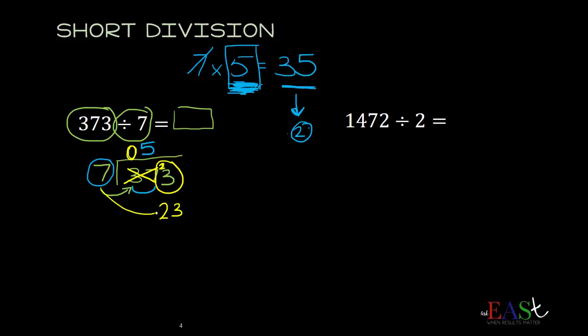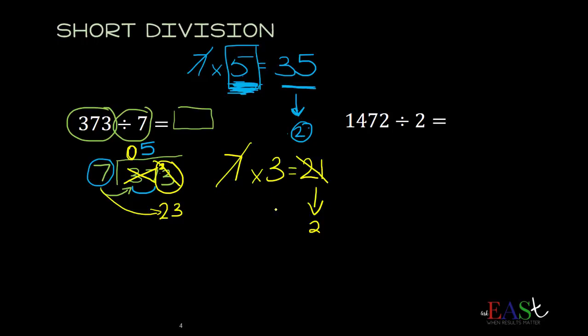7 into 23, which is what I read that as, is what? Well, if I don't know my times tables, I'm going to look at my 7 times table and see what I can get close to 23. And I'll find that 7 times 3 equals 21. So I'm going to be finished with the 23. I see that I've got 21. I have 2 left over because 21 plus 2 is 23.